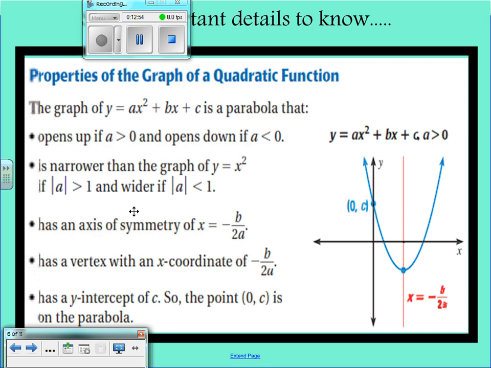Again, I've been pointing out the axis of symmetry. Again, that's just this line right here, the red line that breaks it in half. And then, of course, we've talked about the vertex already, and we've already talked about the y-intercept too.